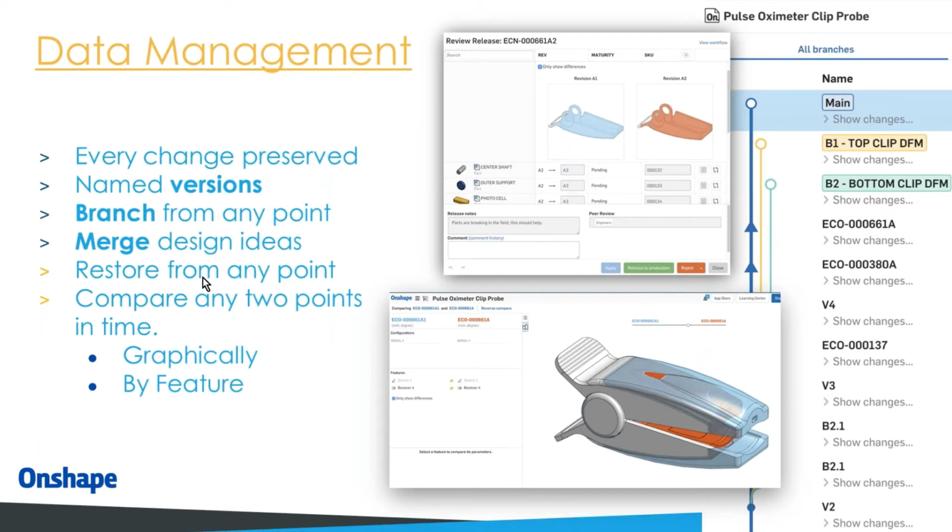We can branch out and go in a different direction, different design philosophy or approach. And if we do like that design, maybe later on, we can merge it back into the original, or we could keep it separate. We can also compare any 2 points in time, either graphically or feature by feature.